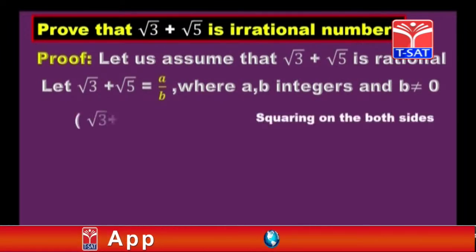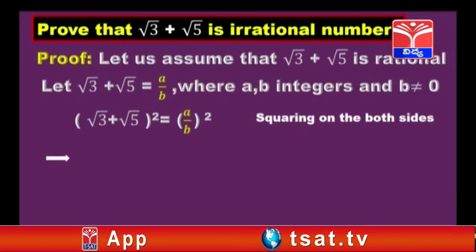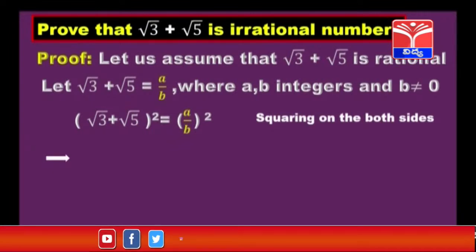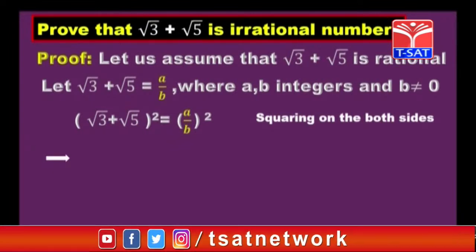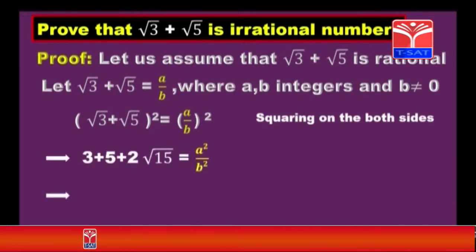Squaring on both sides, then it will be root 3 plus root 5 whole square is equal to a by b whole square. If you observe the (a plus b) whole square formula, it is a square plus b square plus 2ab. A square will be root 3 whole square, which is 3, and root 5 whole square is 5, plus 2ab, 2 into root 3 into root 5 will be root 15, is equal to the RHS, which I can write as a square by b square.